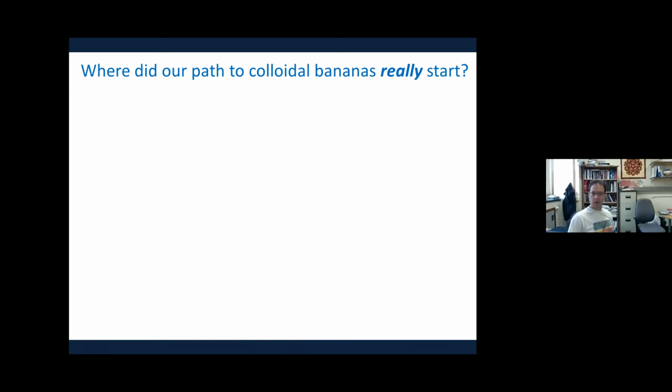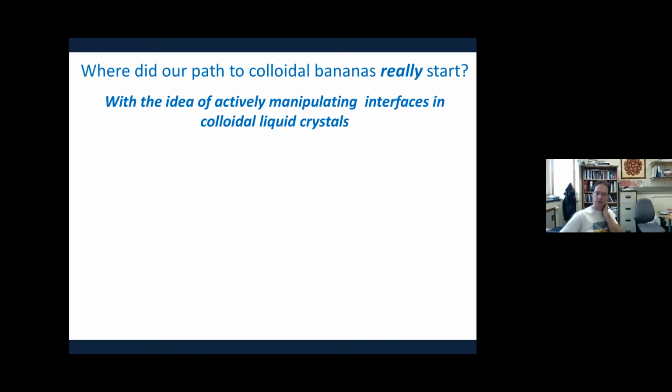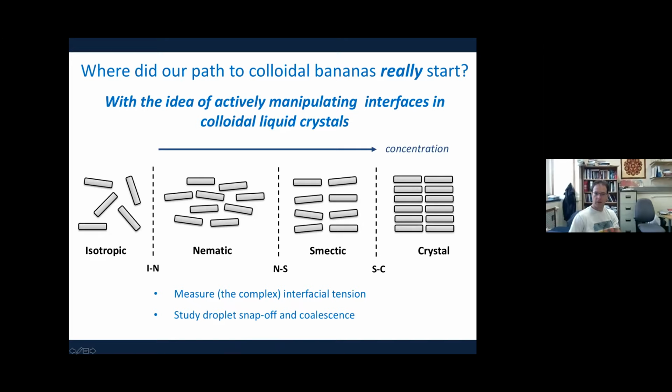Well, it started with the idea that we had of actively manipulating interfaces in colloidal systems, and in particular colloidal liquid crystals. That's what we wanted to do. And to put that a little bit in reality, I'll bring back this phase diagram, with the isotropic to nematic to smectic and crystalline phases in rod-like colloidal systems. And of course, you have the bulk phases, but between them, you have all the interfaces, right? Let's focus on the isotropic to nematic interface.